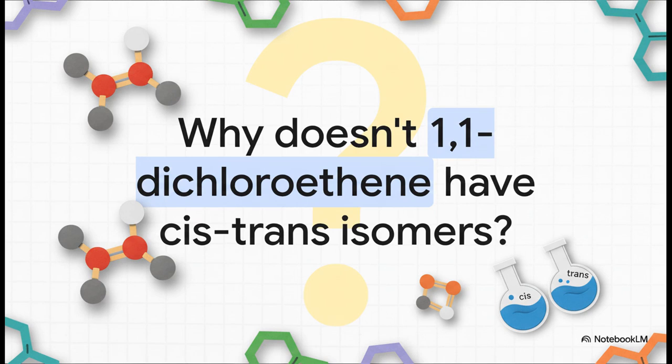Okay, another quick checkpoint. Think about the molecule 1,1-dichloroethene. Now, based on those 2 rules we just talked about, can you figure out why that molecule can't have cis-trans isomers? Which rule does it break?